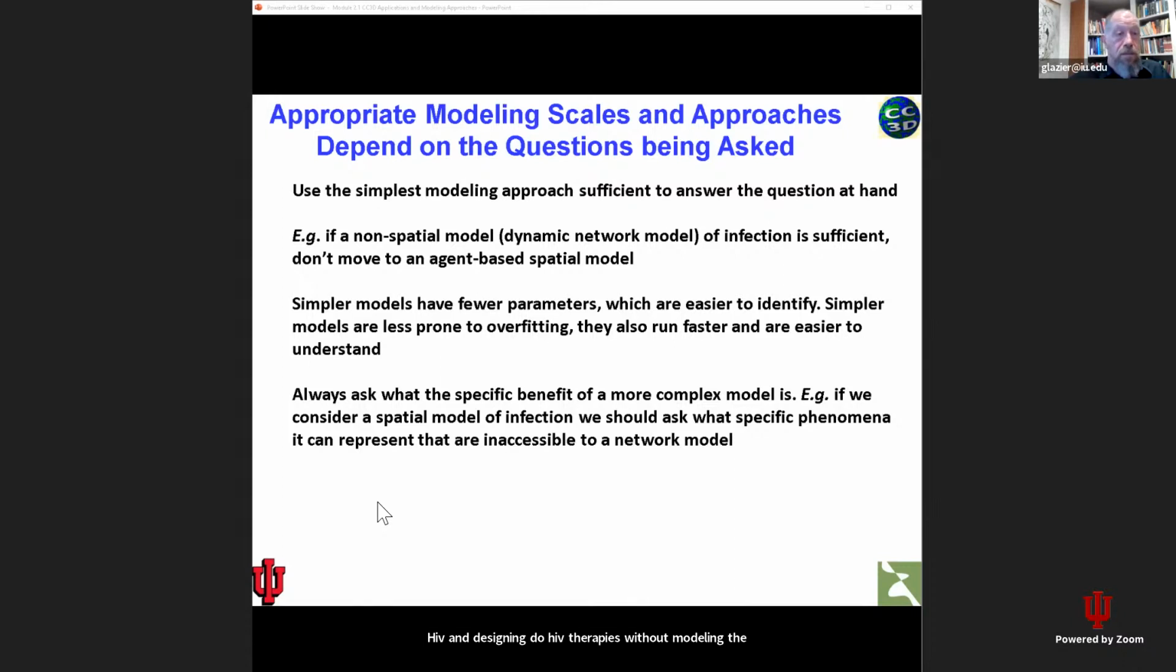If your cells don't need to move, then probably you don't need a multicellular model of the kind that we have. Simpler models have fewer parameters. They're easier to identify. They're faster to run. They're easier to understand. So you should always ask the question, if you go to a more complex model, if you add something to a model, is it needed? Is it essential?